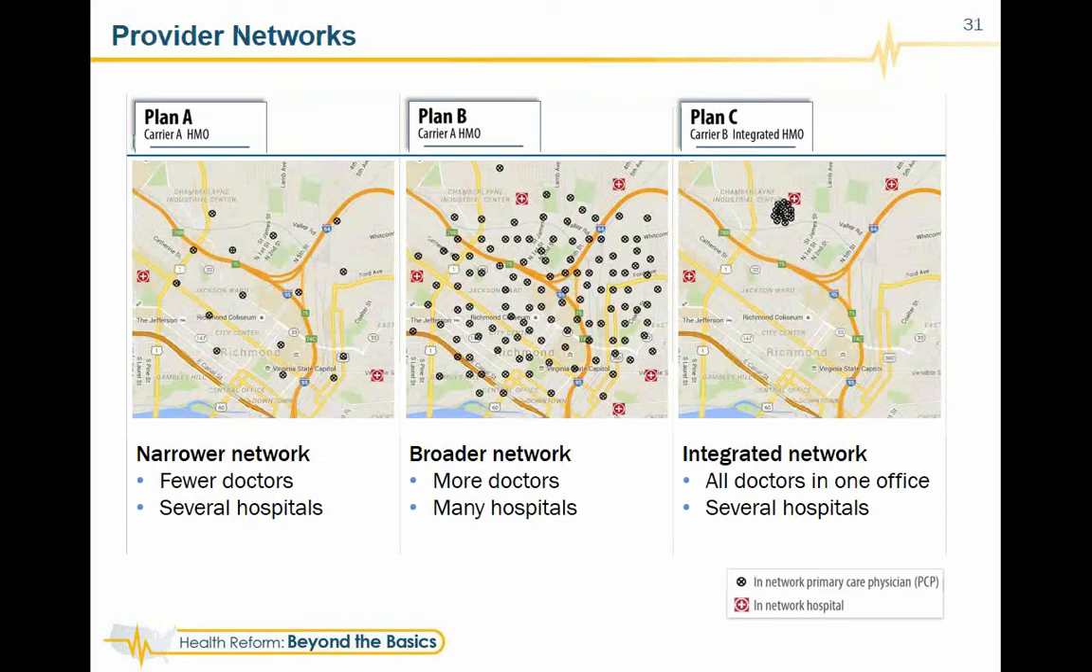Now, when looking at network types, you also want to look at the different plans' provider networks. These are 3 examples, and we're going to say they're all HMOs, but they have different provider networks. One, Plan A has a very narrow network. Plan B has a much broader network. And Plan C is an integrated model. So that's something like Kaiser, which essentially has all their doctors located in one or a few big medical complexes.